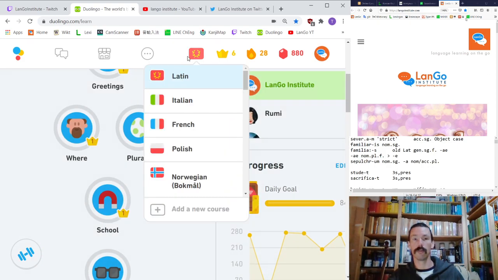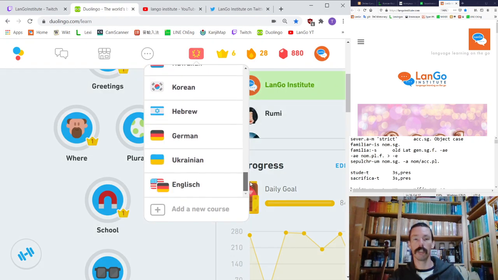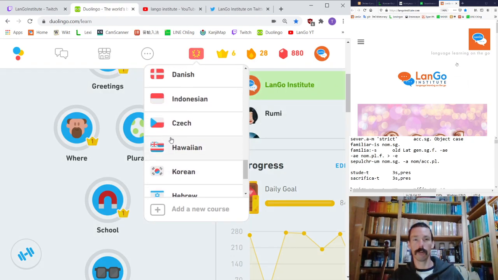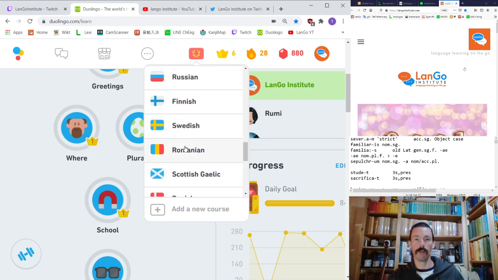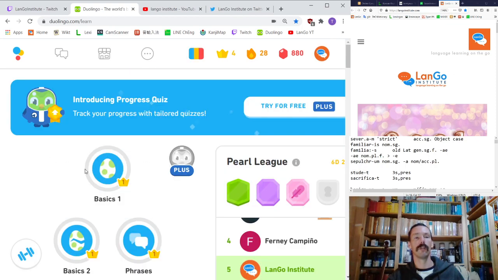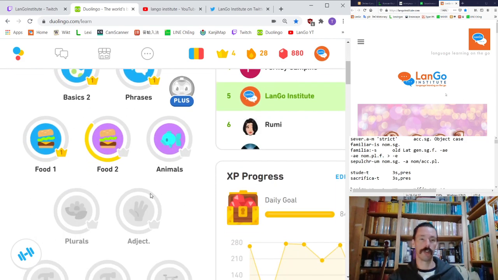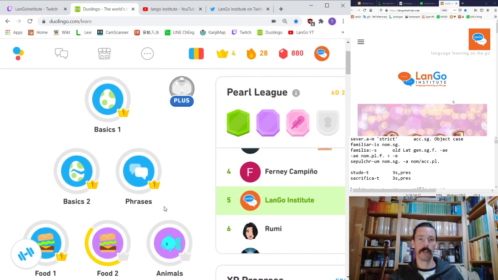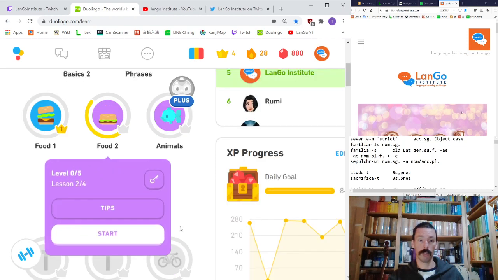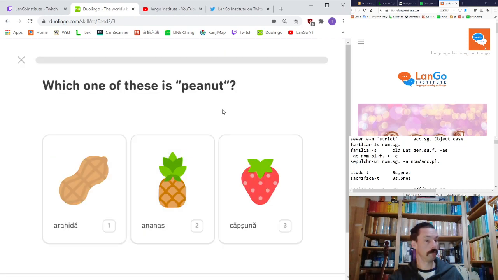So let's just go to the bottom of the list. Do the next Romance language we see. Romanian. It was for many centuries out of direct contact with other Romance languages, being on the eastern side of Europe. So, peanut. Căpșună, strawberry. Good word. Ananas, pineapple. Arahidă.